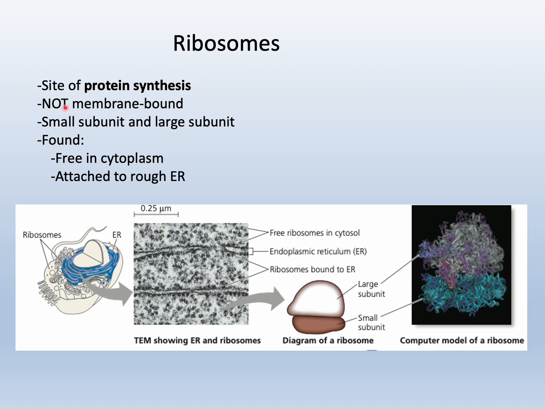Another main point is that ribosomes are not membrane bound, and they have a small subunit and a large subunit, as you see in this diagram here. And there's two types of ribosomes. One is called free ribosomes. As you see here, you can't really see it, but there are these dark brown dots that are just floating around in the cytoplasm. These are called free ribosomes. And some of them, you see these dark brown dots that are attached to the blue region here. Those are bound ribosomes.